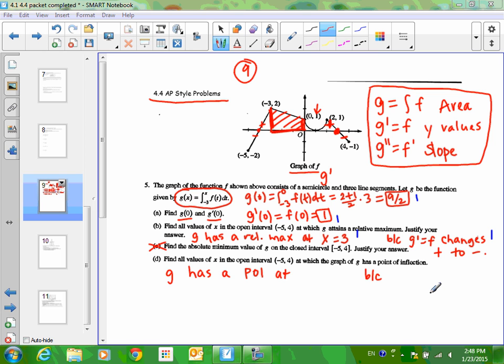Was anybody else thinking about g double prime maybe? Well, g double prime is positive and negative. When g double prime changes signs. This is where most students kind of think. So remember when you write g double prime, you got to write that it's equal to f prime. And we're going to just say changes signs. For points of inflection, it doesn't matter positive to negative, negative to positive. That doesn't really matter. It could go either way.